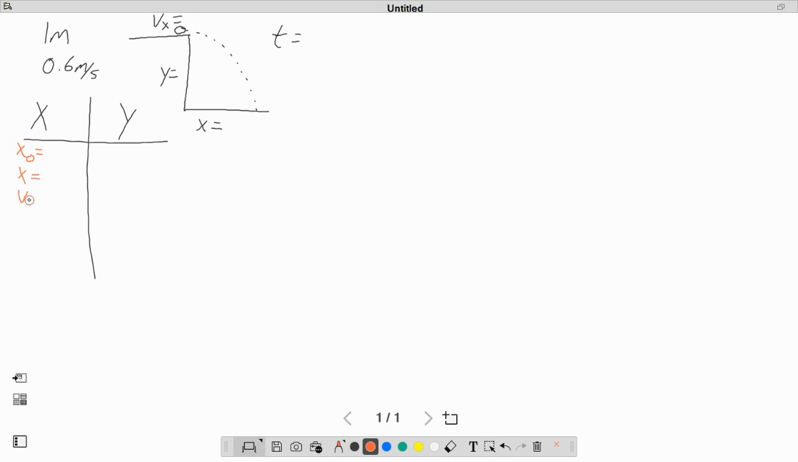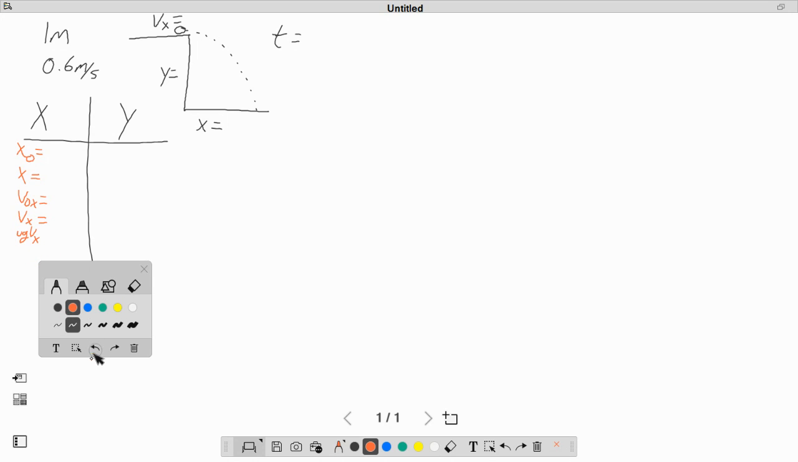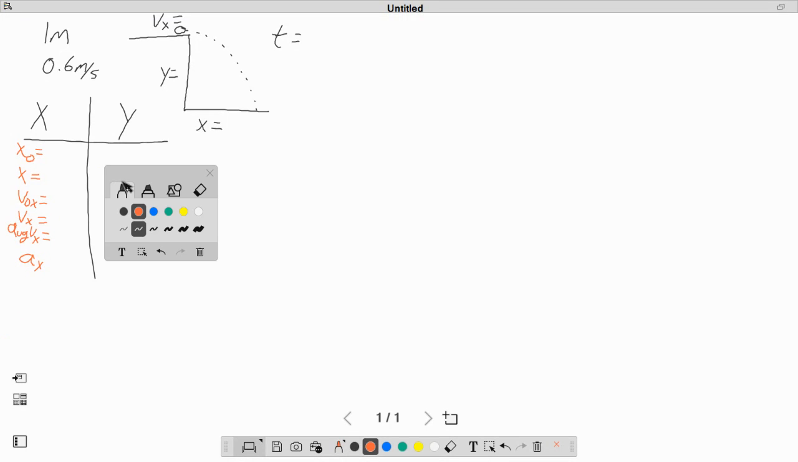We can have an initial velocity in the x direction. We can have a final velocity in the x direction. We can have an average velocity in the x direction. And we can have an acceleration. I'll stop doing that, that doesn't even look like an a. Okay. And then we could have an acceleration in the x direction. Likewise, we could have all of these things in the y direction.